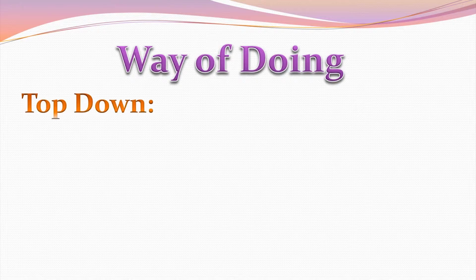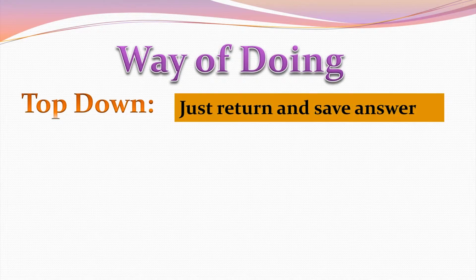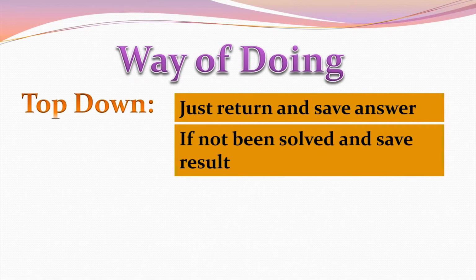There are two ways of doing this. Number one, top down. Start solving the given problem by breaking it down. If you see that the problem has been solved already, then just return the saved answer. If it has not been solved, solve it and save the answer. This is usually easy to think of and very intuitive. This is referred to as memoization.